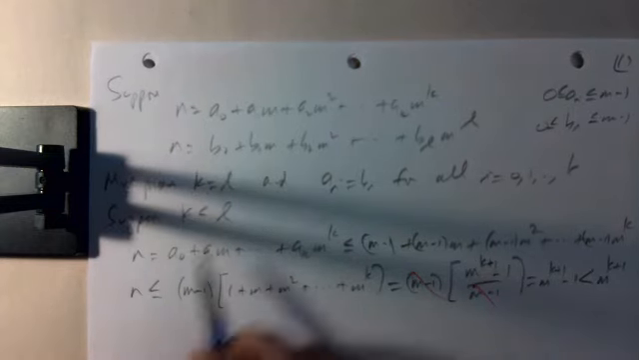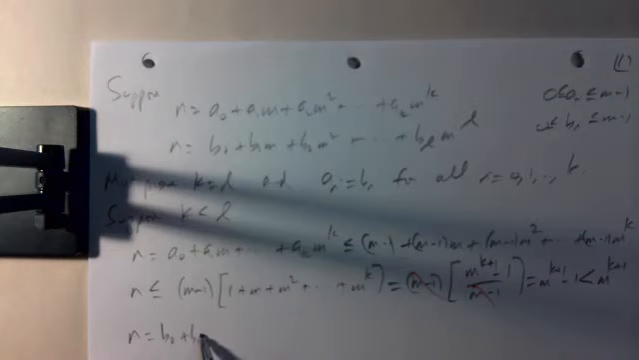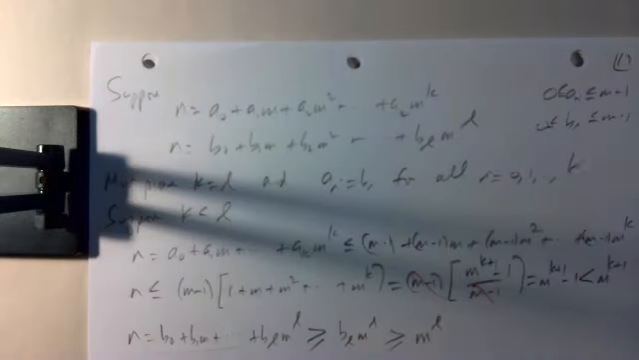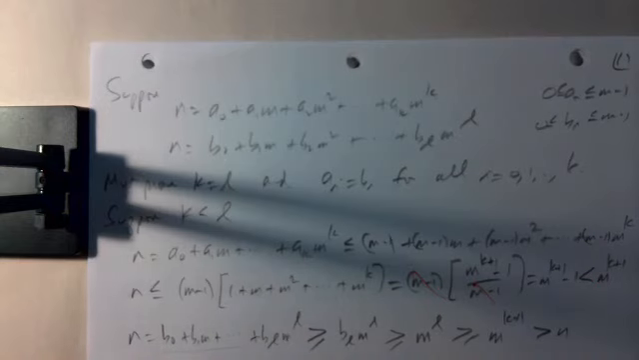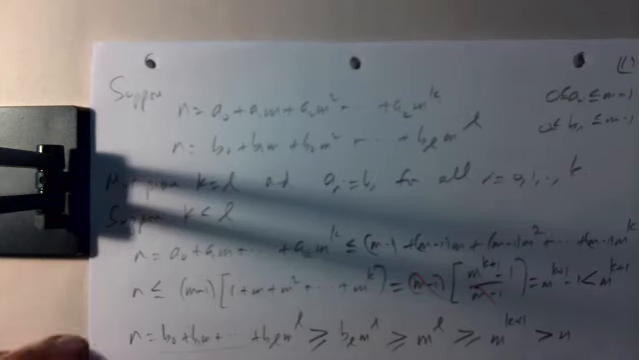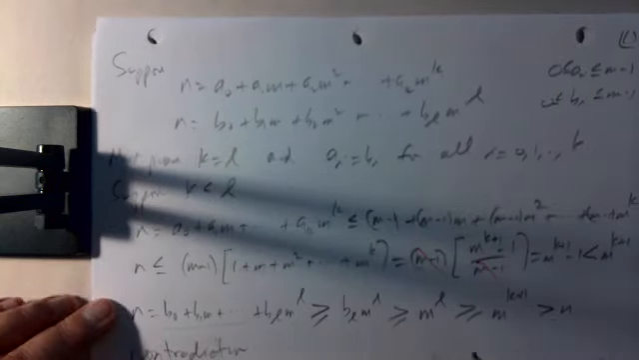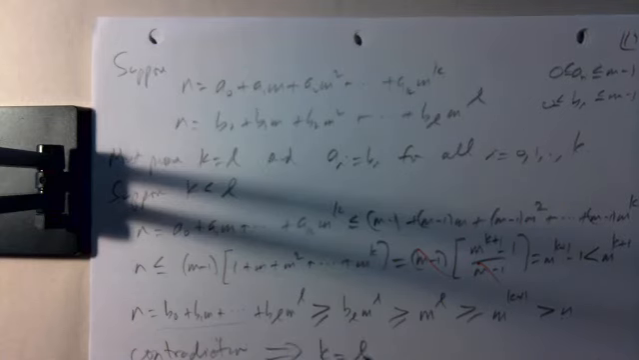On the other hand, N, which is B0 plus B1 M up to B sub L M to the L, is bigger than what you get if you throw away the first terms. This is bigger than B sub L M to the L. And B sub L is at least one. So this is greater than or equal to M to the L. And if L is greater than K, this is greater than or equal to M to the K plus one. And M to the K plus one is strictly bigger than N. And this is a contradiction, because N is not strictly less than N. So this is a proof that K equals L.